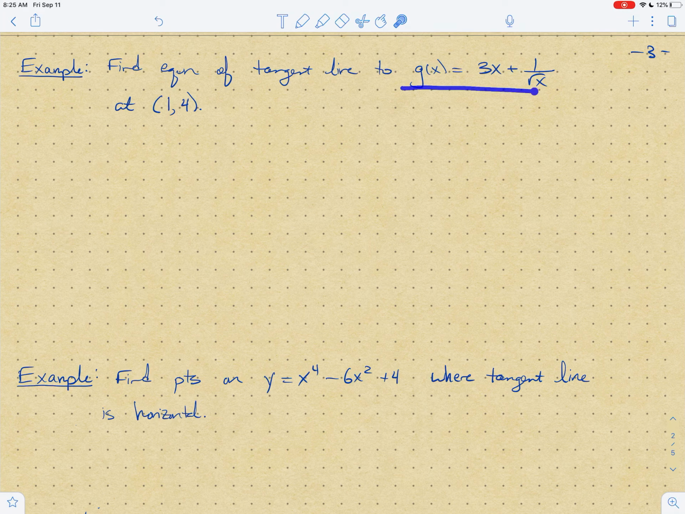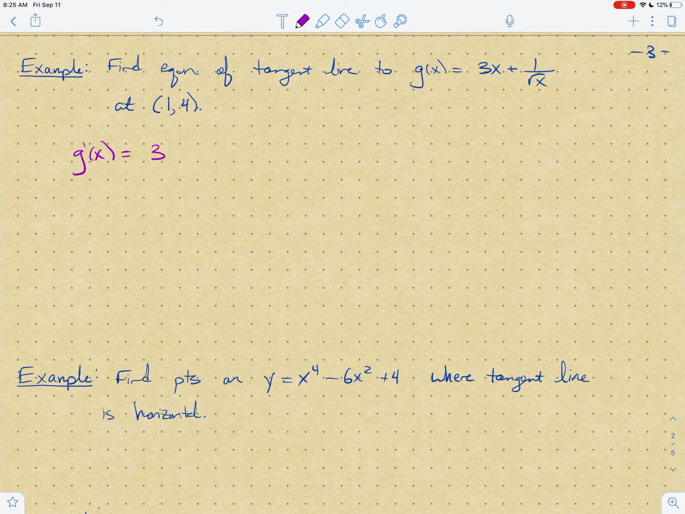So here's my function. I'm going to use all these new fancy tools that we have. This is like opening a box of cordless DeWalt tools. They're so much fun to use. Let's try them out. I'm going to use them to figure out the equation of the tangent line. And so here we go. I'm going to begin by computing g prime of x.